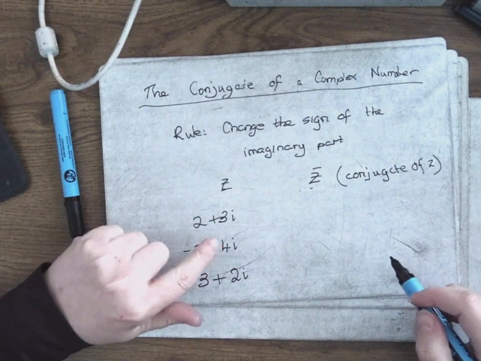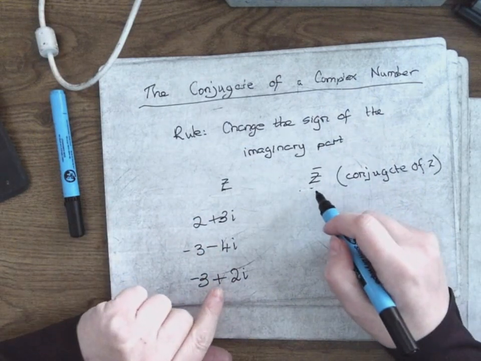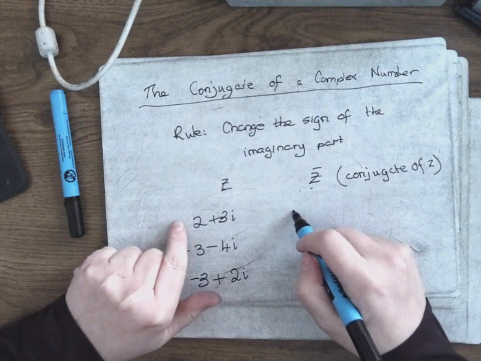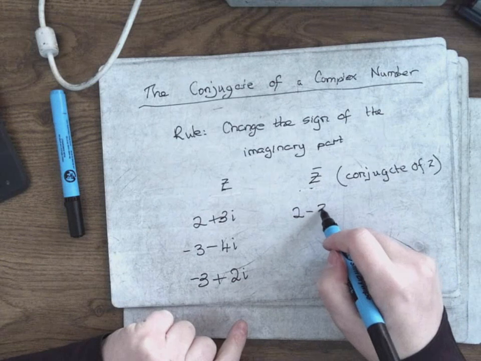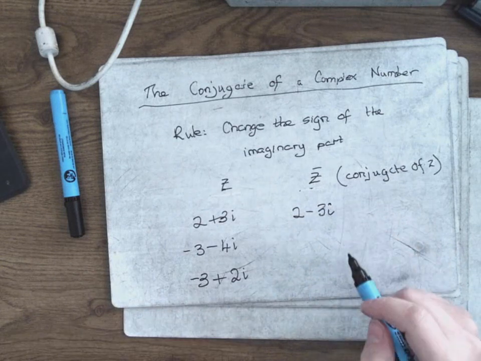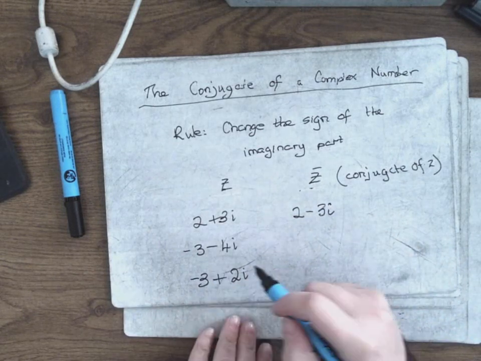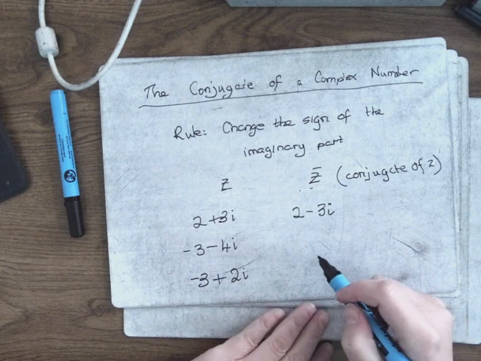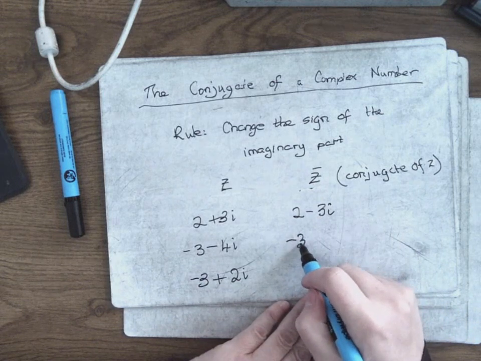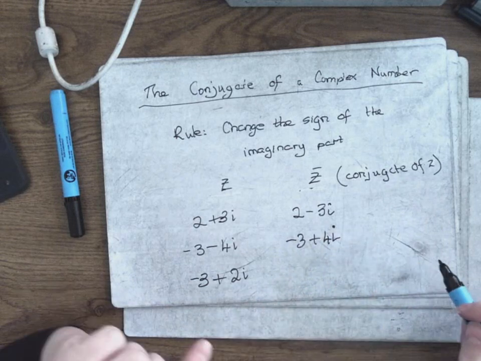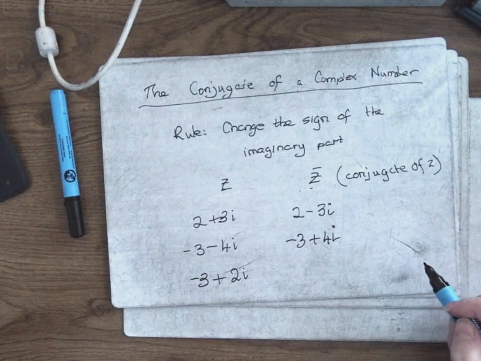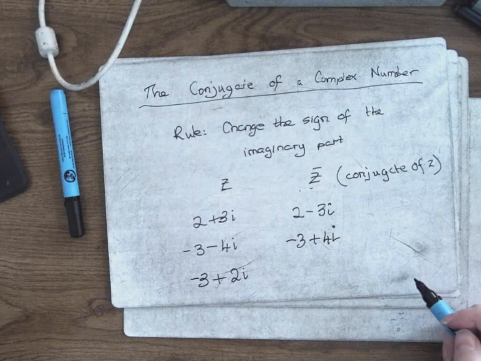So if I have 2 plus 3i, Z conjugate is the real bit stays as plus 2, but plus 3i becomes minus 3i, and that's my answer. Okay? So what do you think the conjugate of minus 3 minus 4i is? Minus 3 plus 4i. Okay, so you just change the sign of the imaginary bit, not the real bit. The real bit stays the same. So remember, the imaginary bit has the i in it.